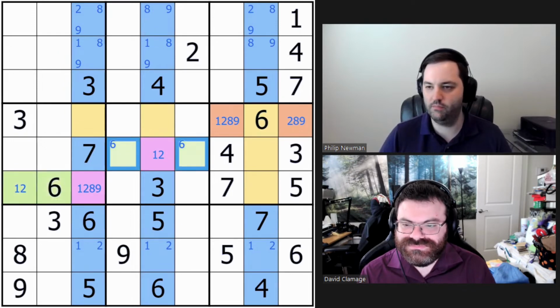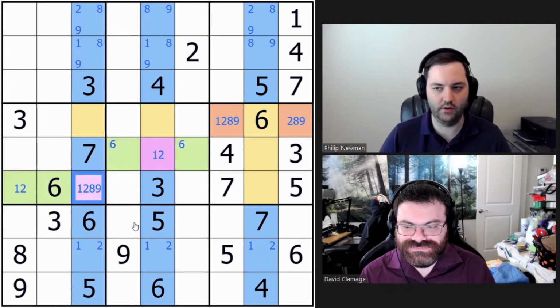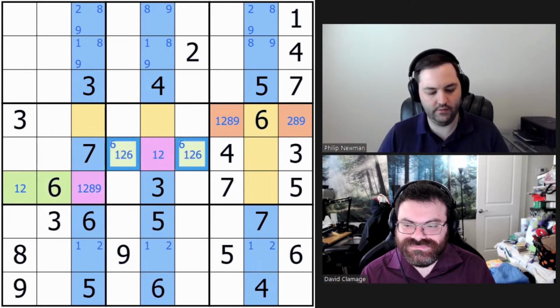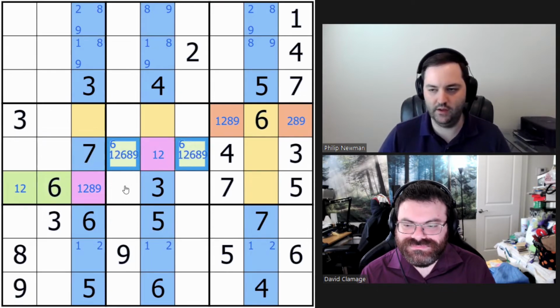Here we have a pointing pair 6. So one of the green cells is a 6, and we know one of the green cells is a mirror cell of this target. So in fact, we know that this is from 1, 2, 6, 8, 9. One of these is a 6. The other one is whatever this purple digit is.